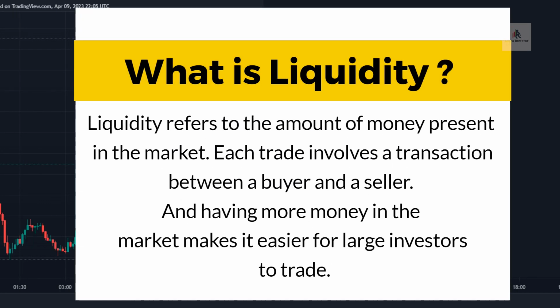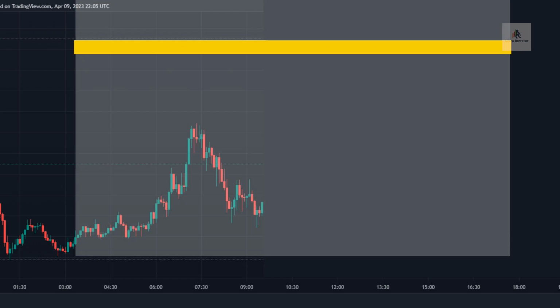What is liquidity? Liquidity refers to the amount of money present in the market. Each trade involves a transaction between a buyer and a seller. And having more money in the market makes it easier for large investors to trade.